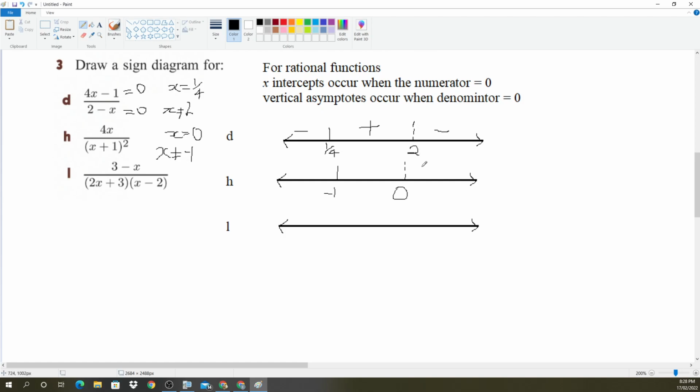Okay, so let's start with the right-hand side. I'm going to pick 1. 1 is positive, so positive on top, 4 times 1. And then 1 plus 1 is 2 squared, that's positive as well. Positive divided by positive is positive. Okay, on the left is 0. If I had something like minus a half, 4 times minus a half would be minus 2. So minus 2 on top.